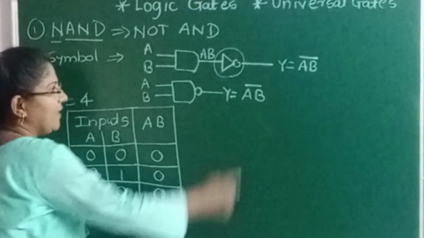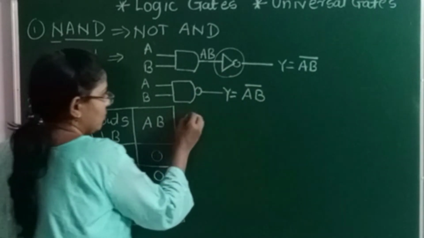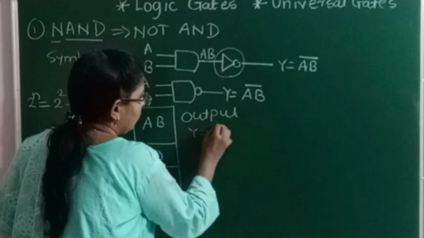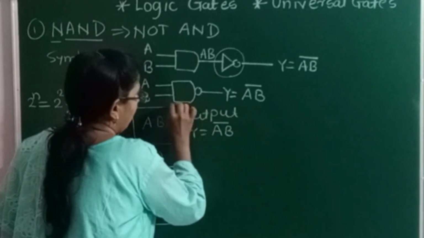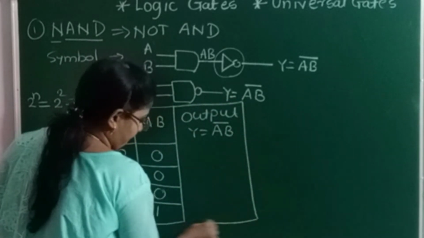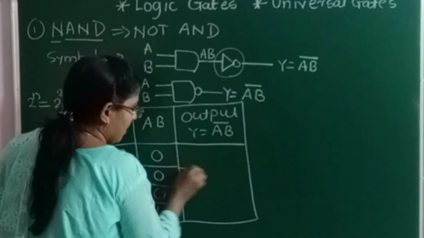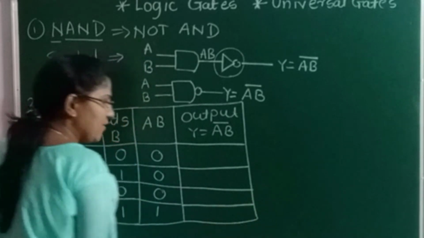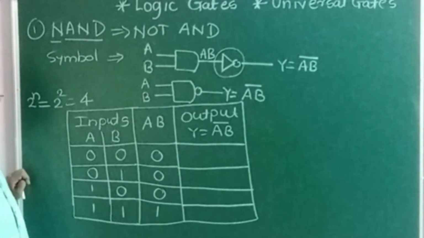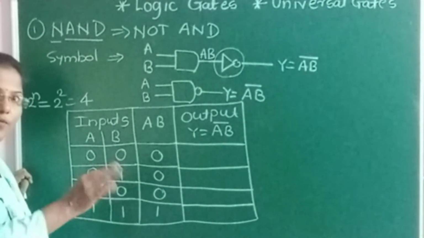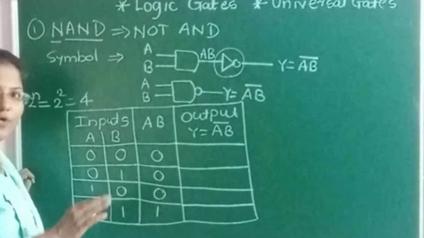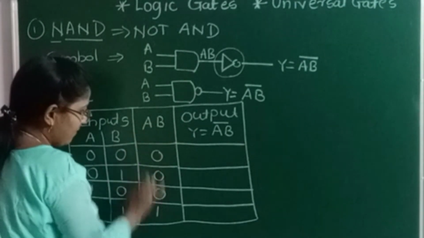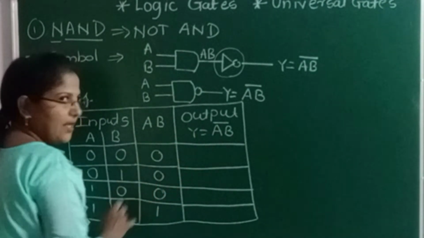Now I want to find out the AB complement. So here I will write output Y equal to AB complement. How to find out the complement? Complement is nothing but the use of the NOT gate. The NOT gate takes the complement of its input. That means if input is 0, output is 1. If input is 1, output is 0. So these are the values of the AB. I want to find out AB complement.